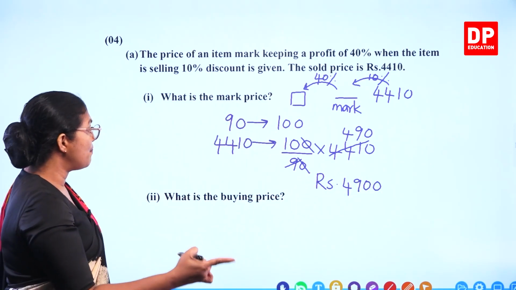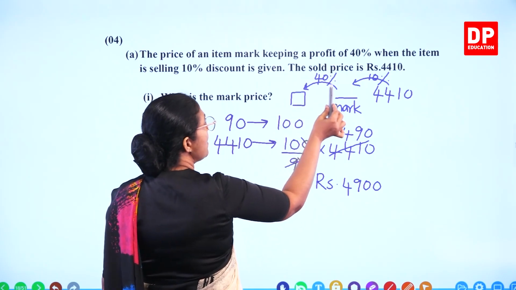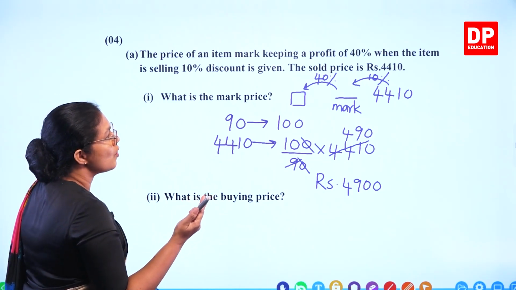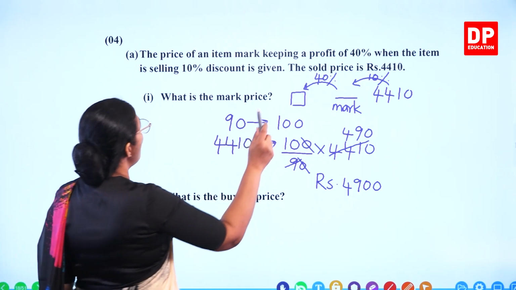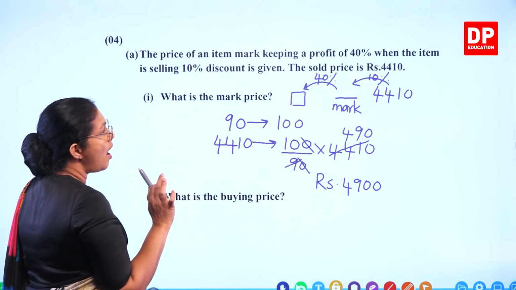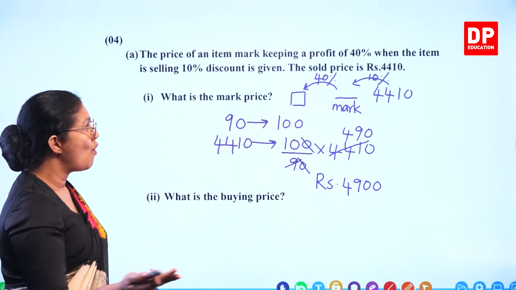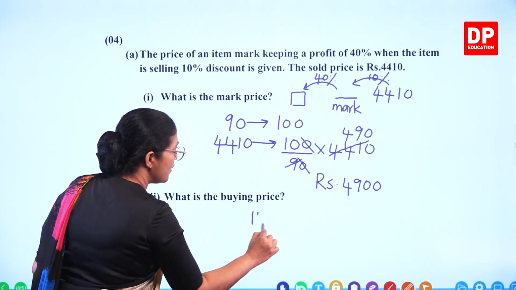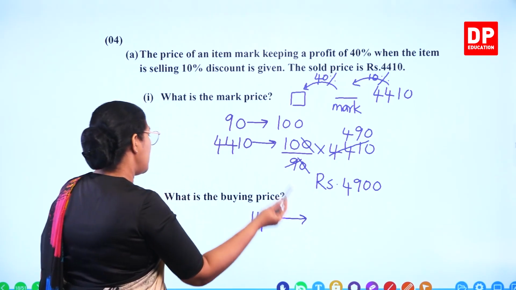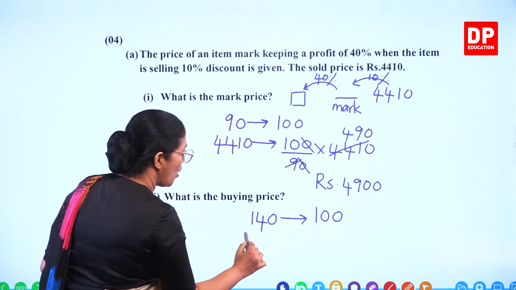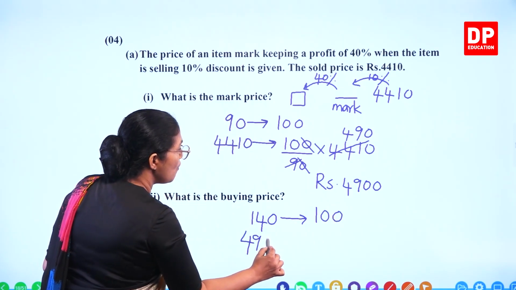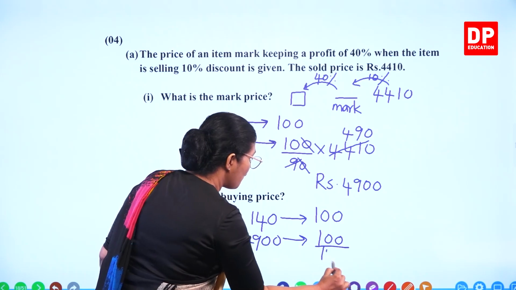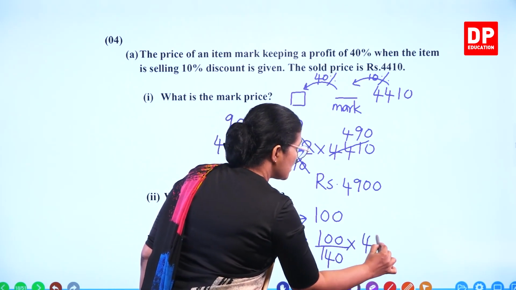Now from that, what is the buying price? So buying price is less than 40% profit. So how do you do the other way around? If you buy for 100 rupees, you have to sell it for 140. So we know 140 value. So we'll do other way around, 140. The buying price is 100. What about if the value is 4,900? What is the buying price? 100 divided by 140 multiplied by 4,900.